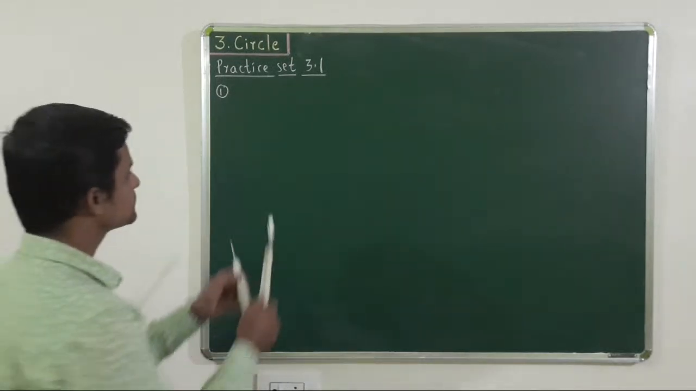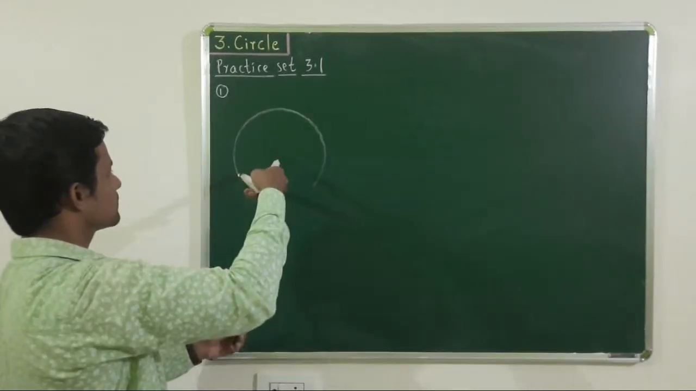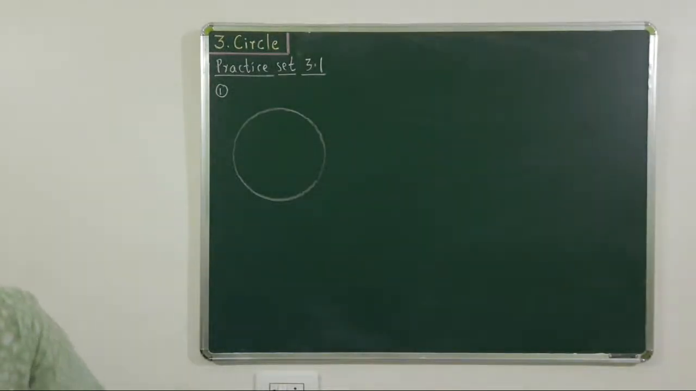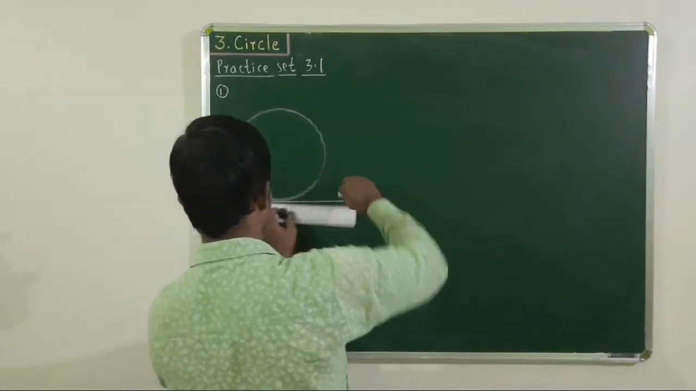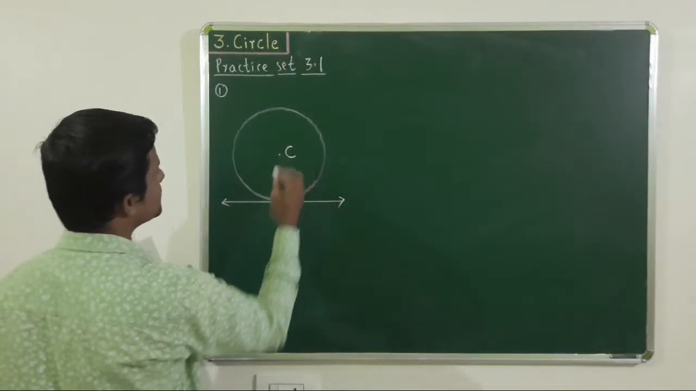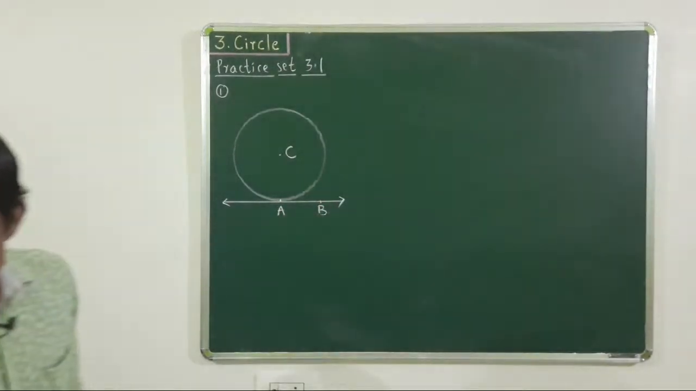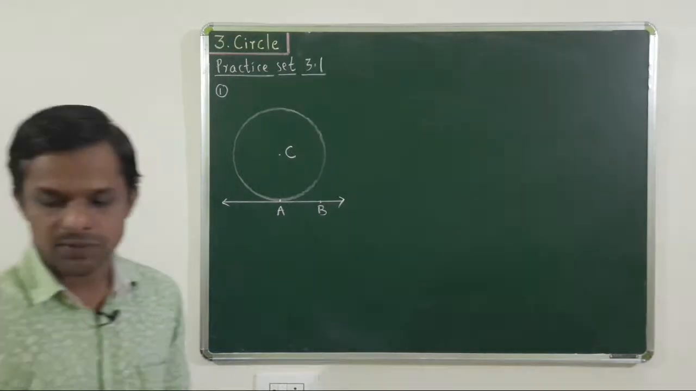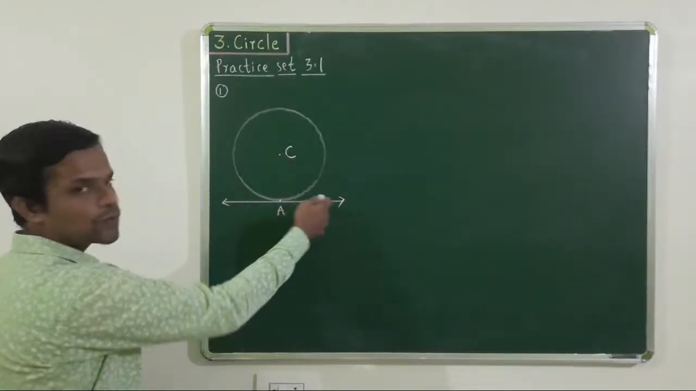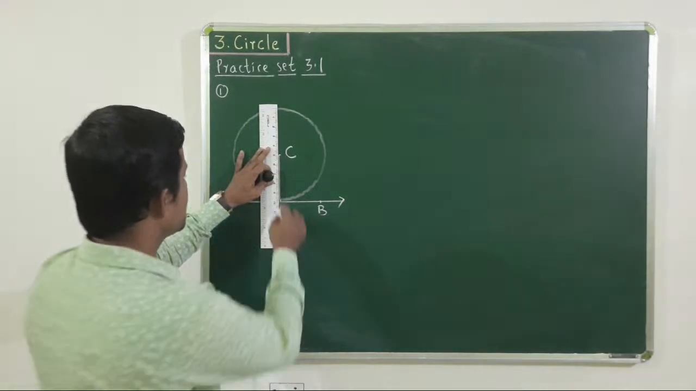One diagram is given, that is one circle with center C. And one line is given, which is a tangent. There is a circle with center C, and line AB is a tangent at point A, which is given, and answer the following questions. First question is, what is the measure of angle CAB? There are a total of 4 questions that we have to answer.